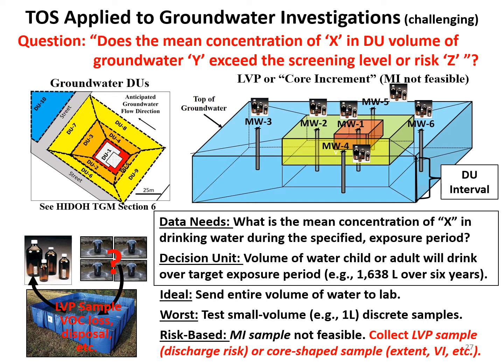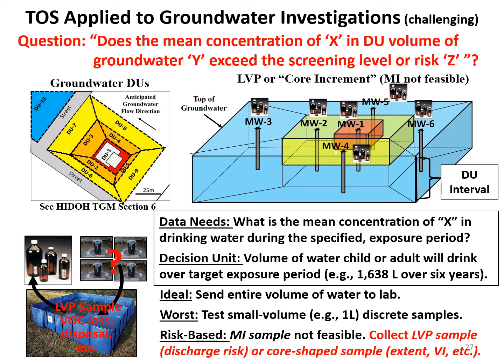So a better approach to collecting representative groundwater samples is similar to what we talked about for vapor, subslab soil vapors, collecting these large volume purge samples from a well. Either look at discharge risk, maybe we're going to discharge this water into a storm drain or into the ocean or something, or even collecting core-shaped samples within a single well using a hydro sleeve or something, where we're trying to map out the extent of contamination. These would be really good discrete samples. These are just some ideas, and again, we talk about this in another presentation.